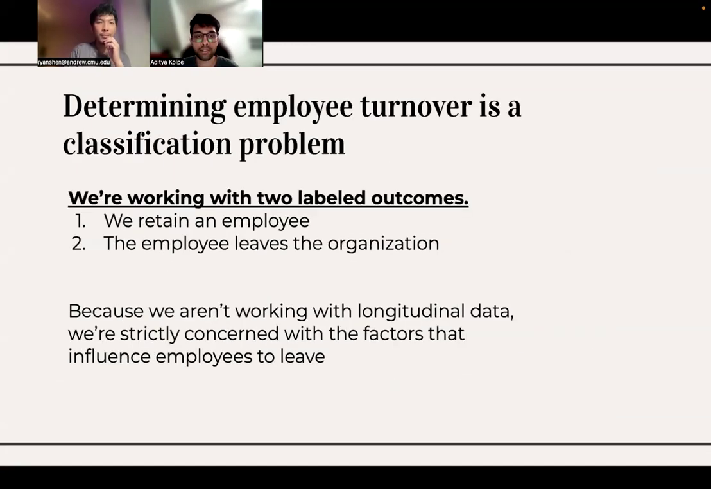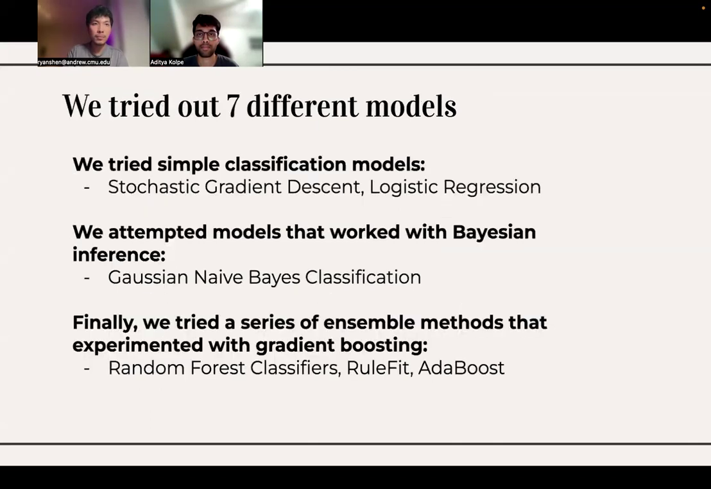I'll hand it over to Ryan. Yeah, thank you, Aditya. So determining employee turnover is fundamentally a classification problem when we're working with two labeled outcomes. As he mentioned earlier, employee retention is a Boolean variable. Either we retain an employee or the employee leaves the organization. Because we aren't working with longitudinal data, we're strictly concerned with the factors that influence employees to leave, rather than the point in time when an employee decides whether to leave or stay at the company.